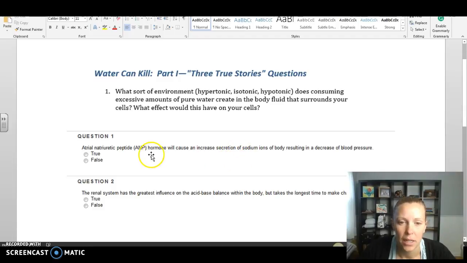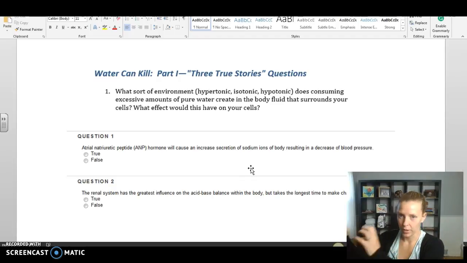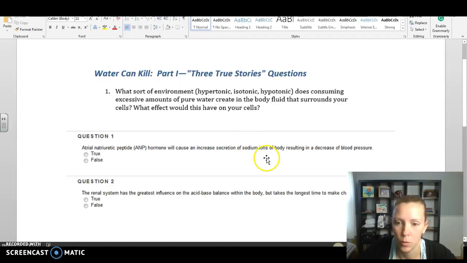And ANP does increase secretion of sodium, because when you get rid of sodium, you also get rid of water. Sodium and water are kind of like friends. They want to go where the other one goes, so they move together. When you lose sodium, you lose water. And when you lose water, you have a smaller volume of blood. And in that case, less volume equals less pressure. So this answer is true. Make sure you understand that.